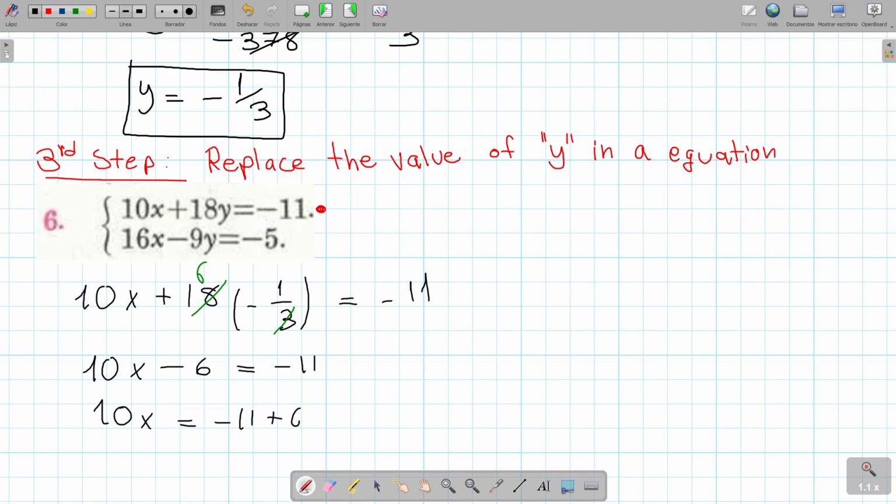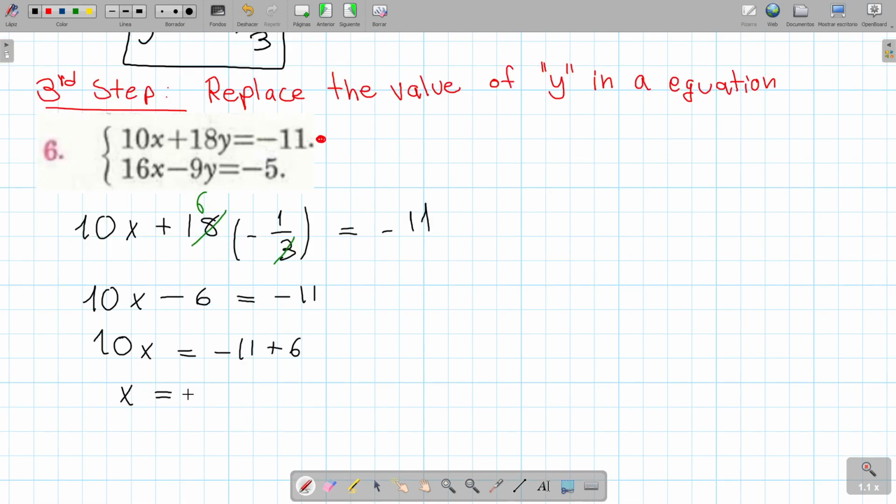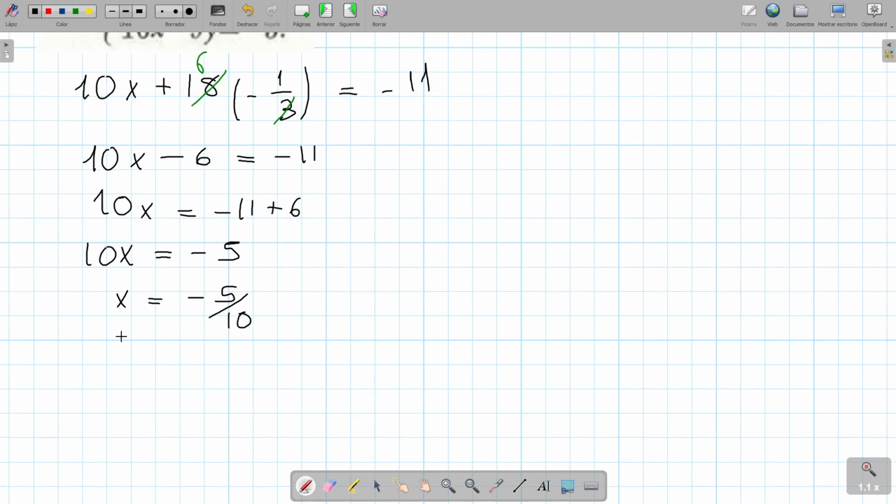This goes to the other side, and I will have this one. 10x equals minus 11 plus 6, it will be just 5. Well, negative 5, and x will be minus 5 over 10. X is going to be minus 1 over 10. Well, sorry, minus 1 over 2 here. There I made a mistake.